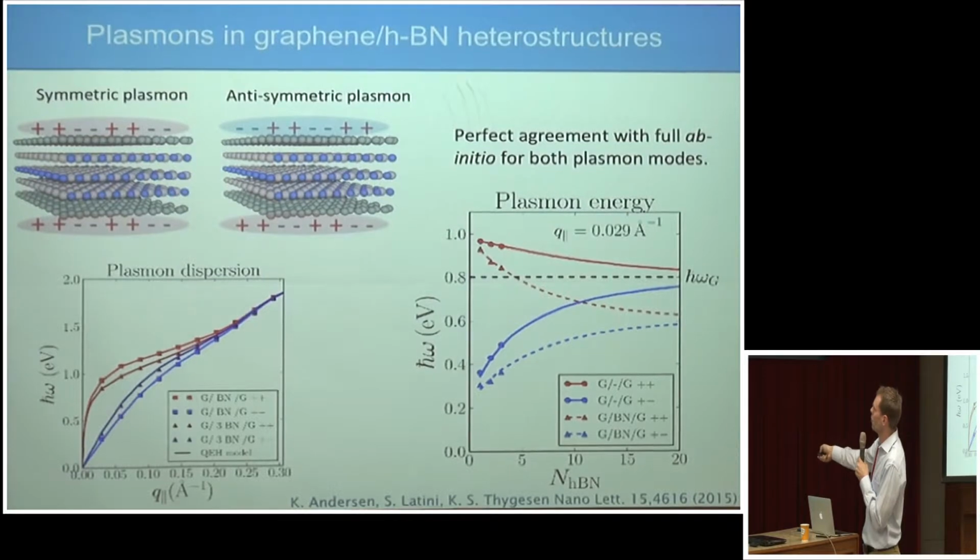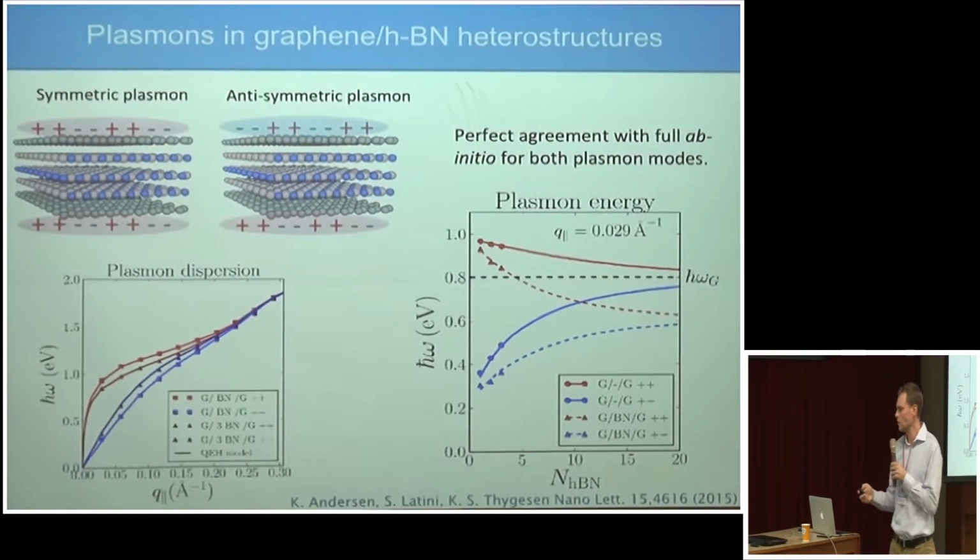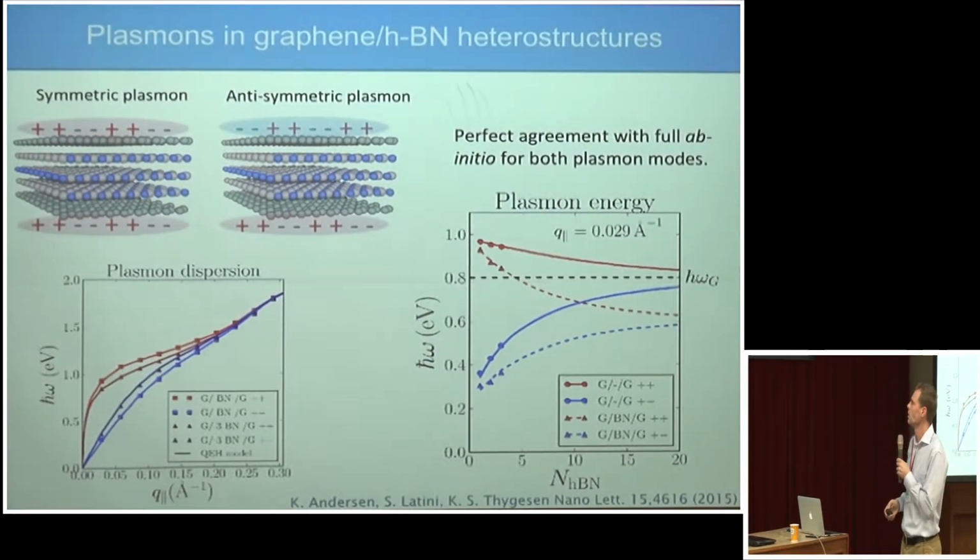In the other plot over here, we fix the Q vector, and then we calculate the plasmon energy as a function of the number of hexagonal boron nitride layers in between. And we can only do the full ab initio calculation for up to 3 layers of hBN, but with the QEH model, we can continue that up to hundreds of layers if we like. So we can see how the plasmons will develop as a function of the number of hBN layers.